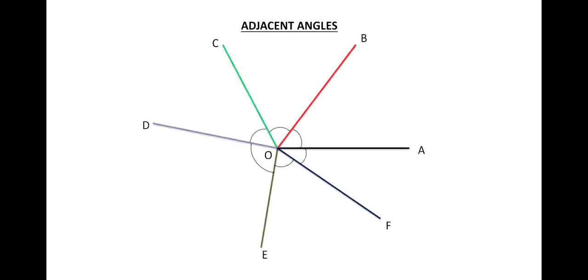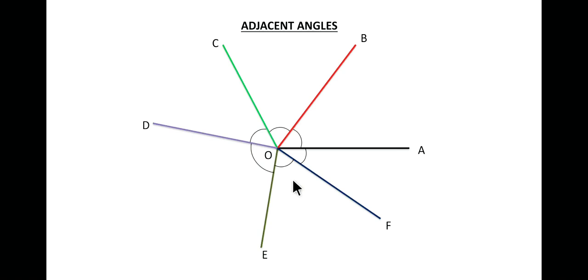Next, adjacent angles. Suppose we have many angles connected this way. For example, let's say this angle AOB, this angle BOC, this angle COD, angle DOE, angle EOF, and angle FOA. So there are a total of 1, 2, 3, 4, 5, 6 angles.